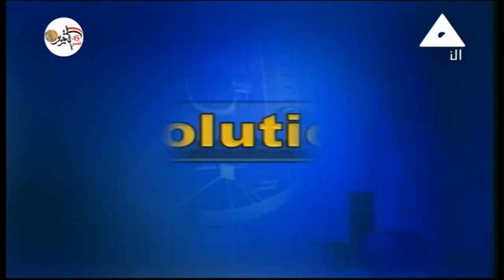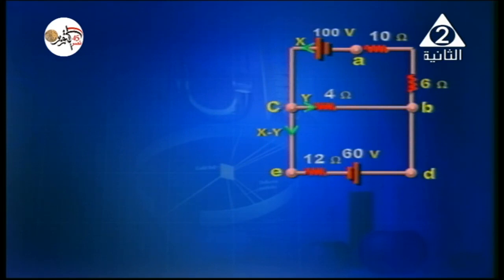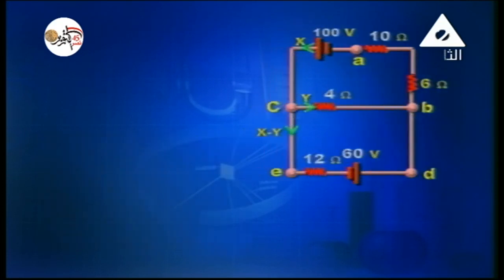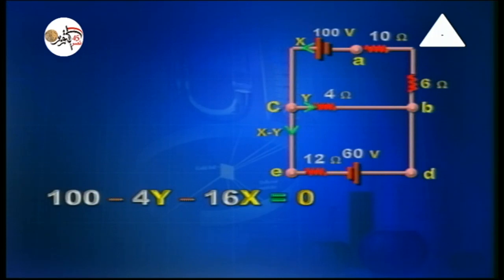We'll apply Kirchhoff's voltage law on loop A, C, B, A, and we'll travel anti-clockwise. Your attention, please. So 100 minus 4y. What about y? Assume that the main current is x, and part of it passes through the 4 ohm resistor. Let it be y. So the other portion will be x minus y.